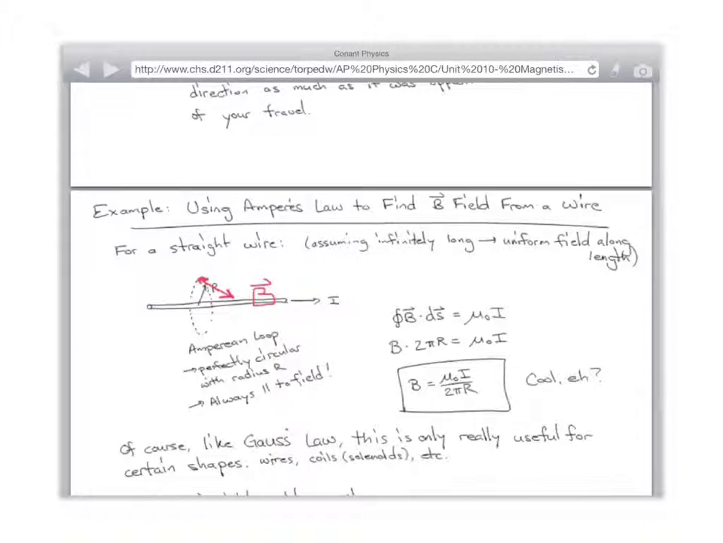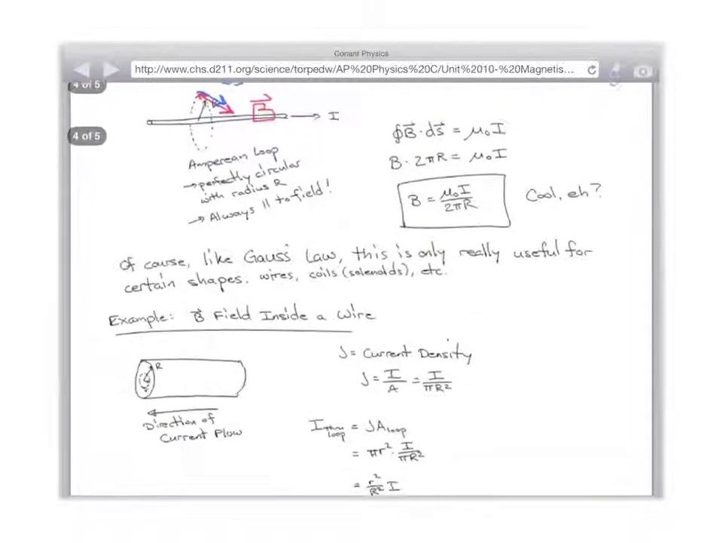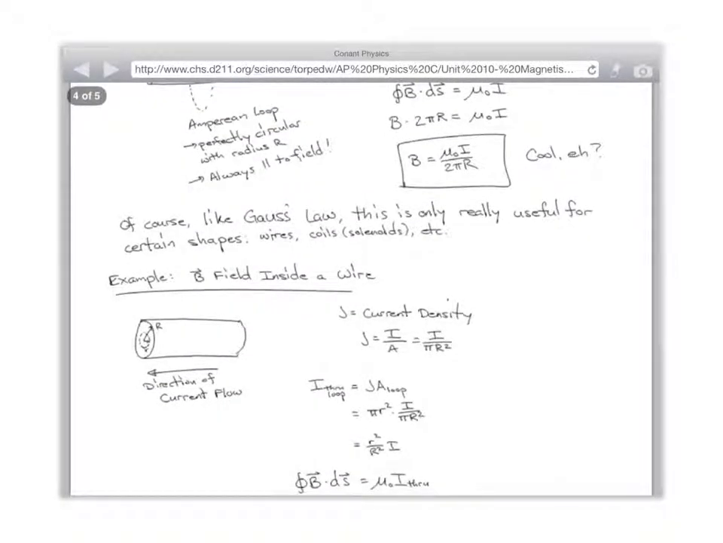All right, so let's scroll down, go to the bottom. Here's where it gets interesting. What if you wanted to figure out the B field inside of a wire? Have you ever thought about that?